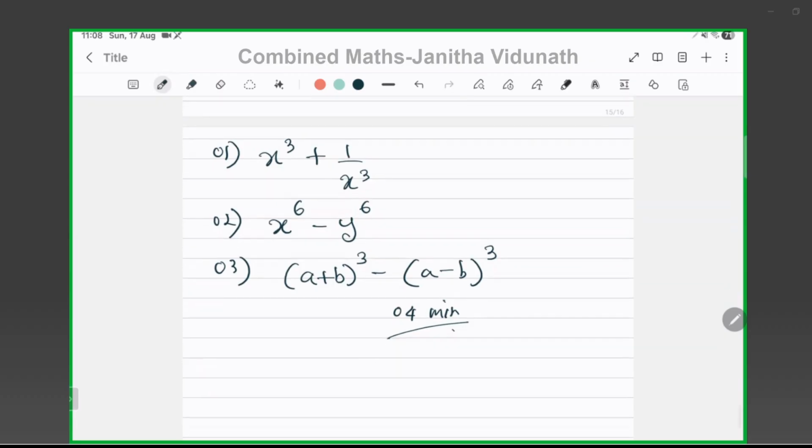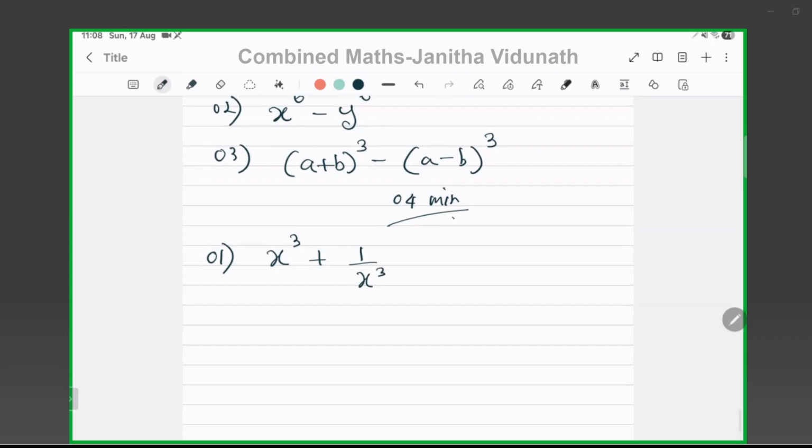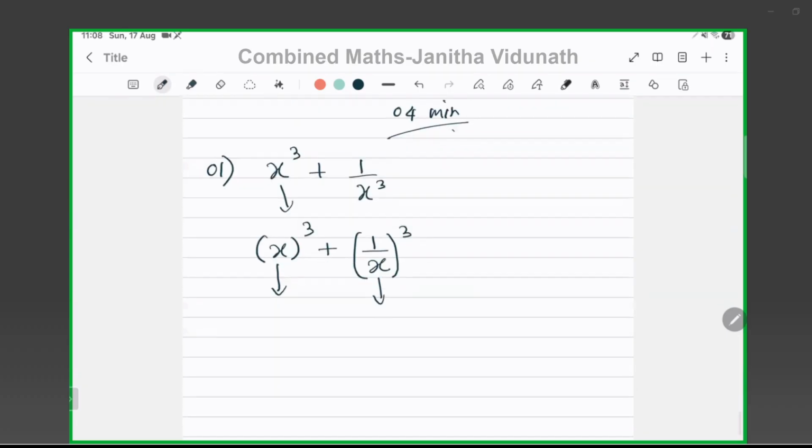Okay, I will solve these questions. First one is x cube plus 1 over x cube. Here the first term we can write as x to the power 3, and our second term is 1 over x to the power 3. Here we have one cubic term and here we have another.